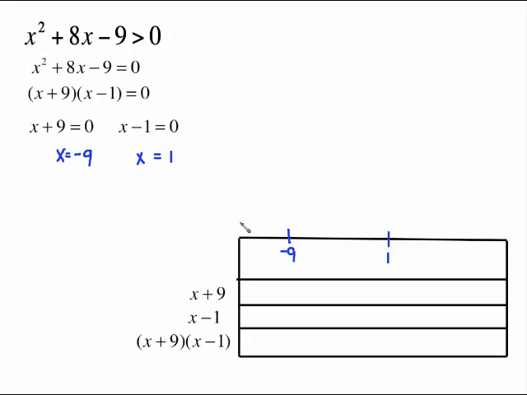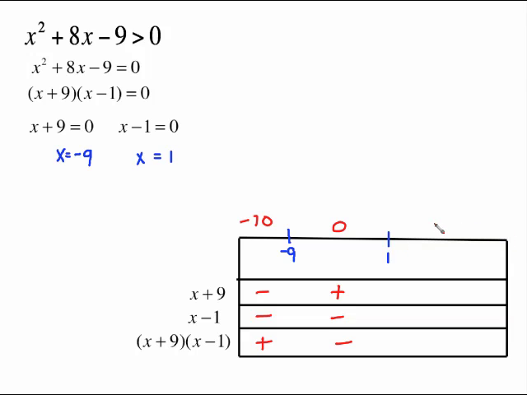Something to the left of negative 9 would be like negative 10. Negative 10 plus 9 would be a negative value. Negative 10 minus 1 is a negative value. A negative times a negative is a positive. Pick something between negative 9 and 1. I get to pick 0 again. I like to pick 0 because the arithmetic's easy. 0 plus 9 is 9, which is a positive value. 0 minus 1 is negative 1, which is a negative value. A positive times a negative is a negative.